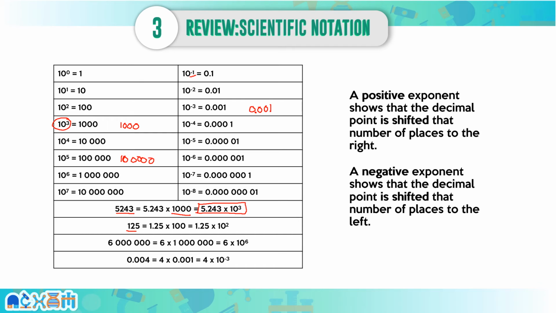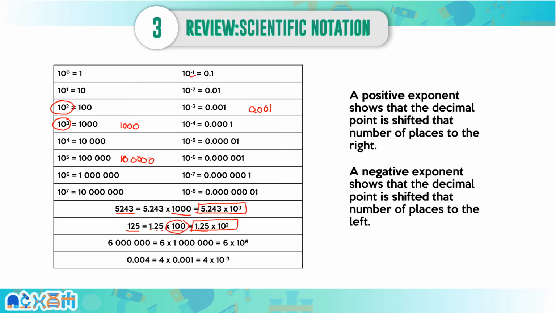If you have 125, you have 3 digits. That means you have 1.25 multiplied by a value of 100. And 100 also means 10 with an exponent of 2. So that's 1.25 times 10 to the 2.